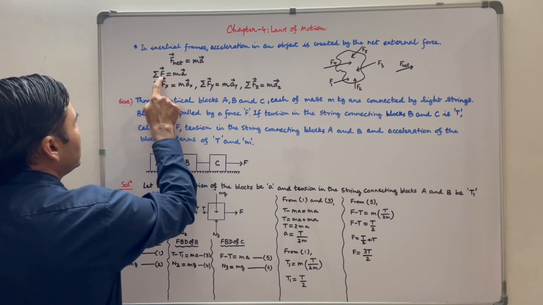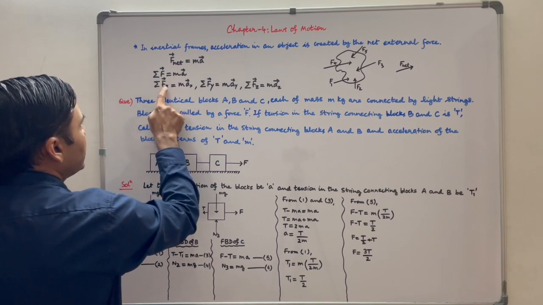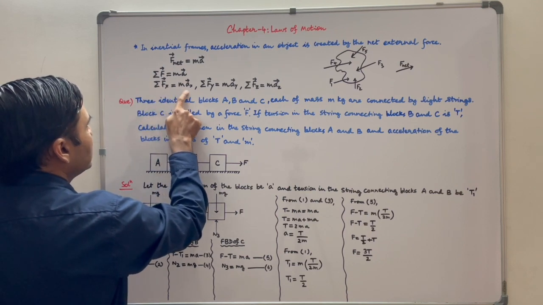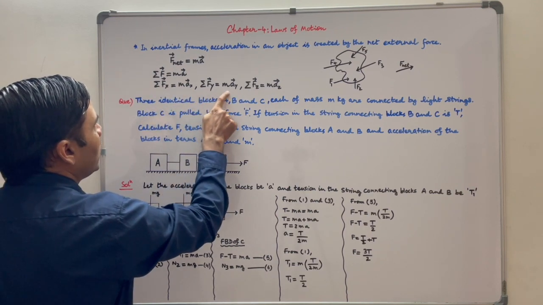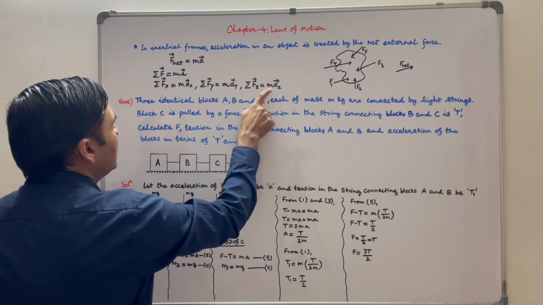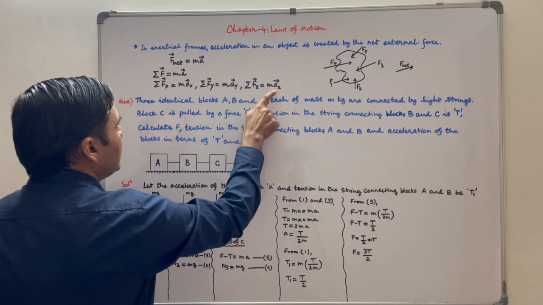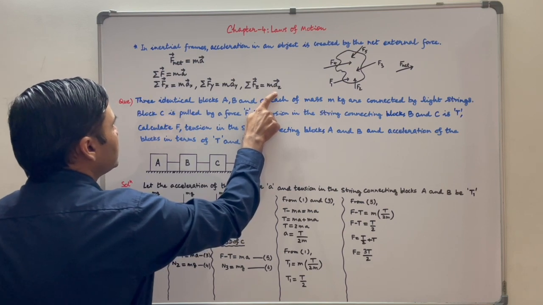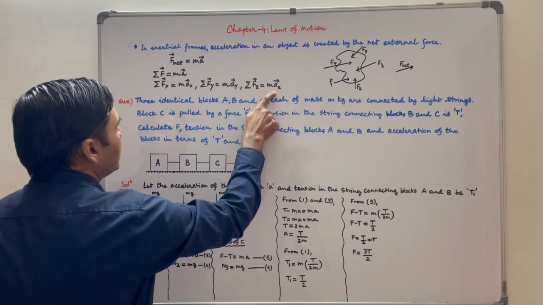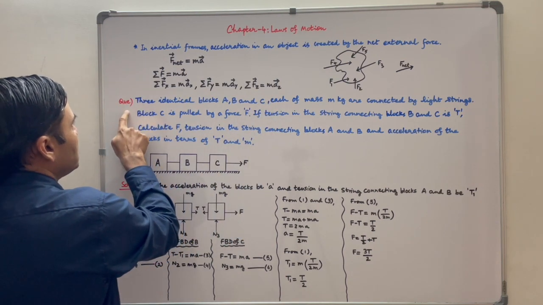If this force is resolved along three axes x, y and z, then summation Fx is equal to max, summation Fy is equal to may and summation Fz is equal to maz, where ax, ay and az are components of acceleration along x, y and z axes respectively. Now let us see this question.